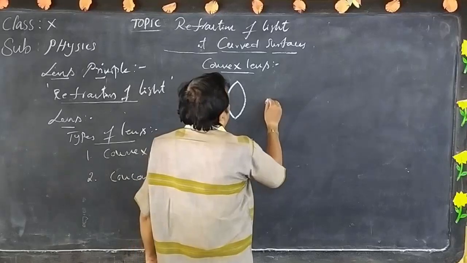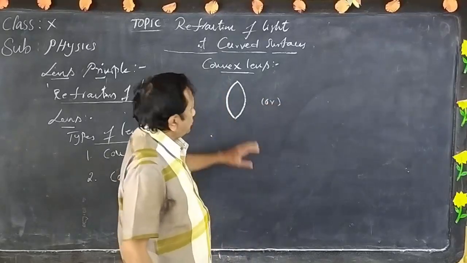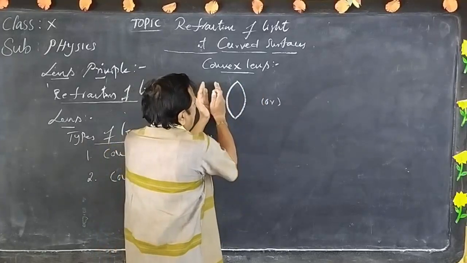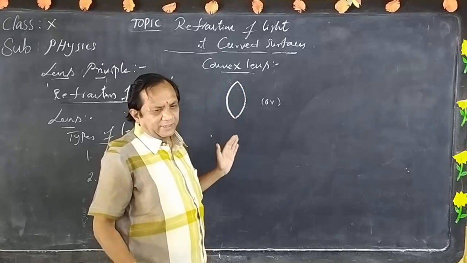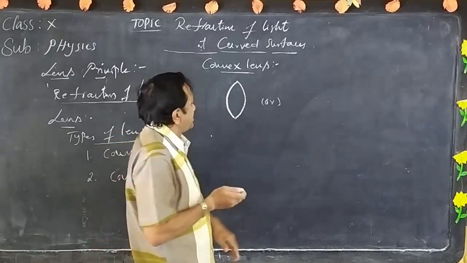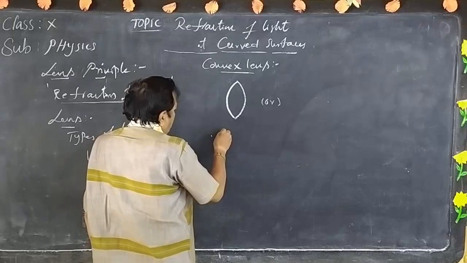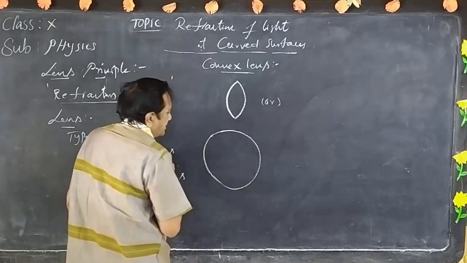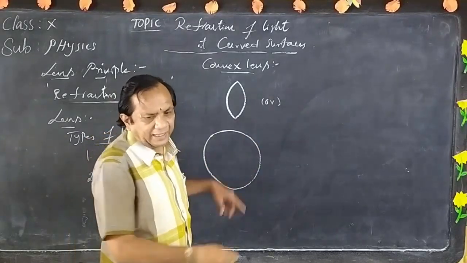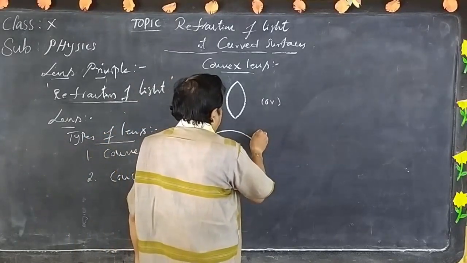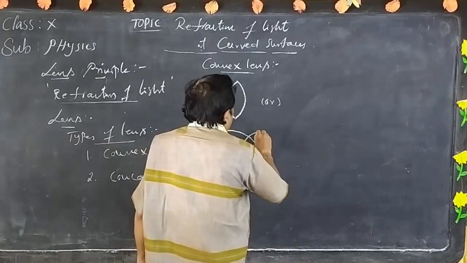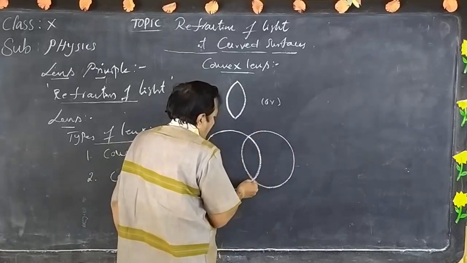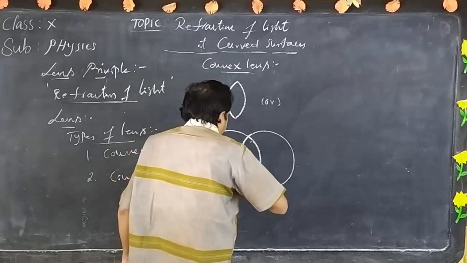Nowadays the symbol of this lens is also given. To define it, we have to connect it. This is one spherical surface and this is the other spherical surface. These two spherical surfaces are bound together and attached. Here, this part behaves as a lens. So this is the lens.